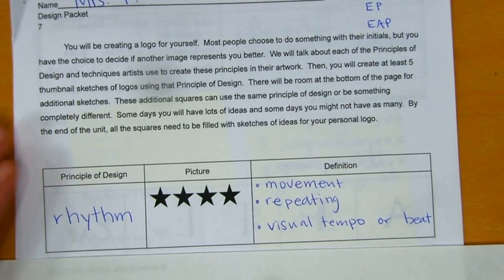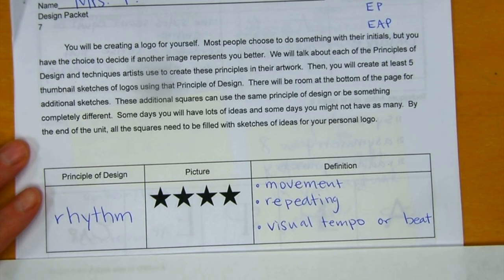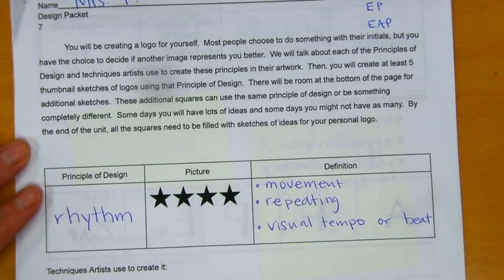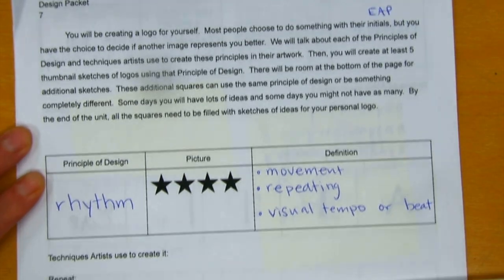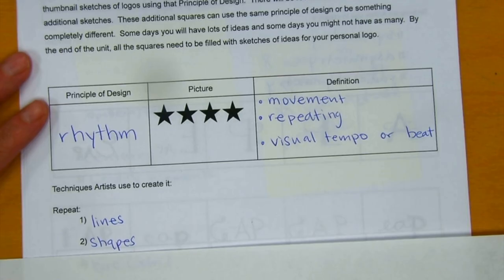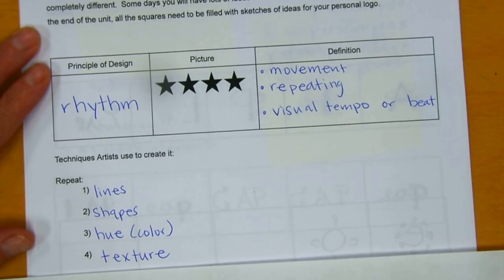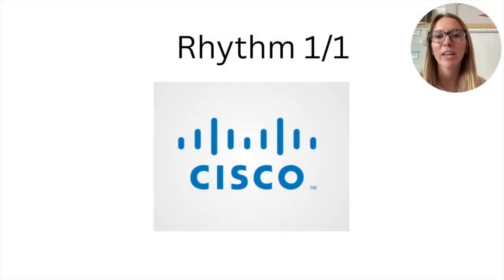Rhythm is movement, it's repeating, and it's visual tempo or beat. Please record those notes on your paper right now. So how do artists get rhythm into their artwork? First of all, they repeat lines. They repeat shapes. They can repeat hue or colors. And they repeat textures.